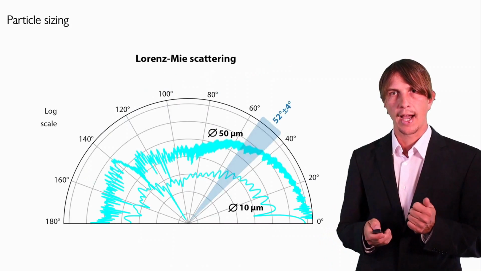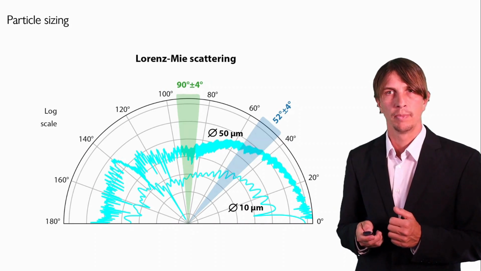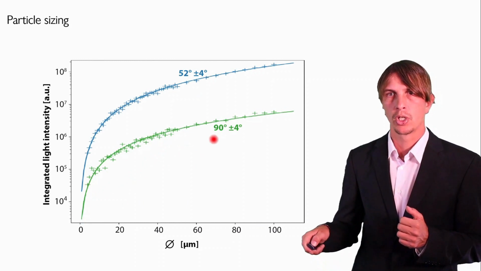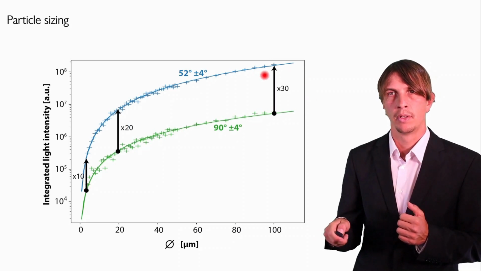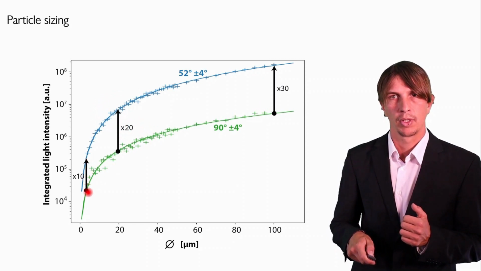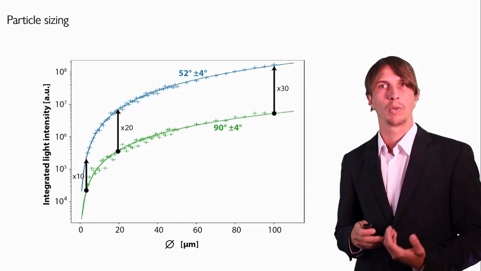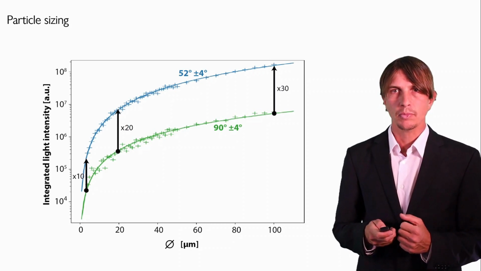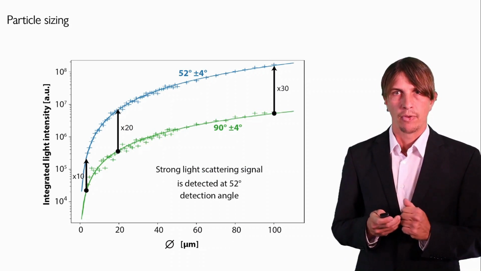One thing I would like to highlight is: what if we detect at 90 degrees? It's very commonly done. In this case, we have another calibration curve where it's much lower. Around 100 microns it is 30 times lower. Around 20 microns, we're 20 times lower. And around 5 microns, we are 10 times lower. So the light intensity detected in the semi-forward direction, once again, is much higher, so we can detect much smaller particles. This is an advantage of the setup we are using here.